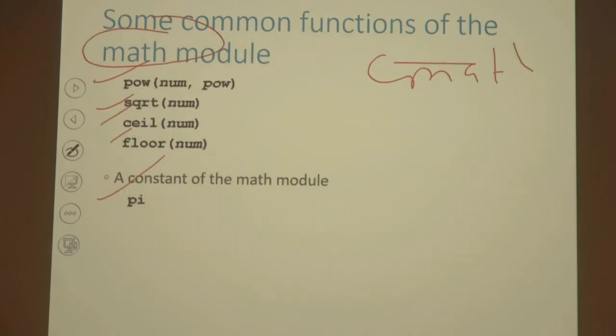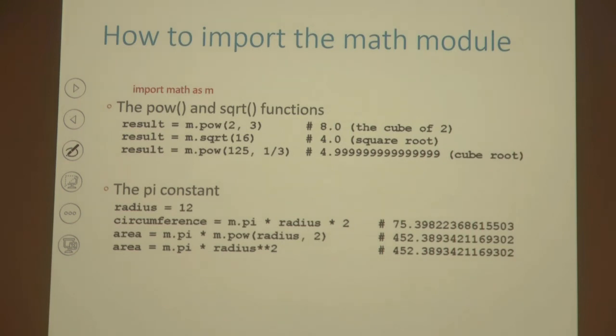You don't have to write power code to calculate the power of a number. All you have to do is include the module and call it. For example, import math as m. Then m.pow(2, 3) will give you 8, and square root of 16 will give you 4. And power 123 to the power 1/3, which is a cube root, will give you this result.